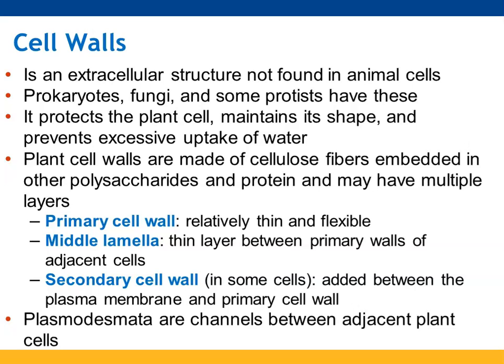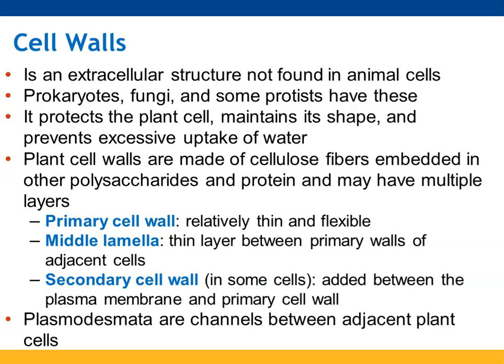Cell walls, as we've talked about previously, are not found in animal cells. They are found in prokaryotes, fungi, and some protists. They help to provide protection, help to keep the cell shape, and they also play a role in the water balance that's present in the cells. These plant cell walls are made of cellulose fibers that can be embedded in other polysaccharides and proteins. There can be lots of layers to them.